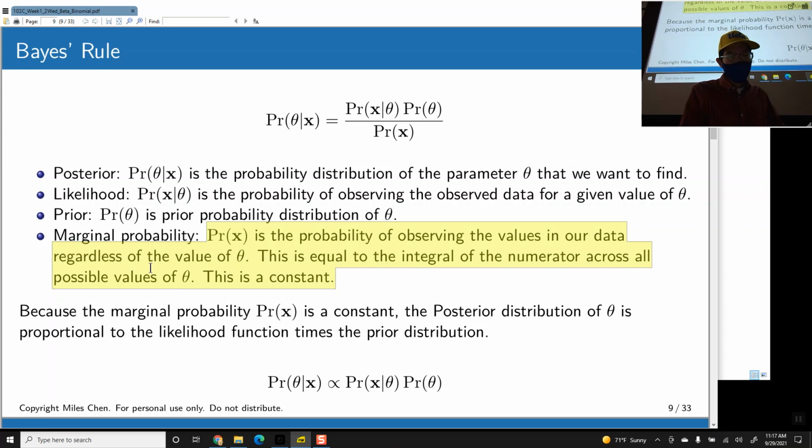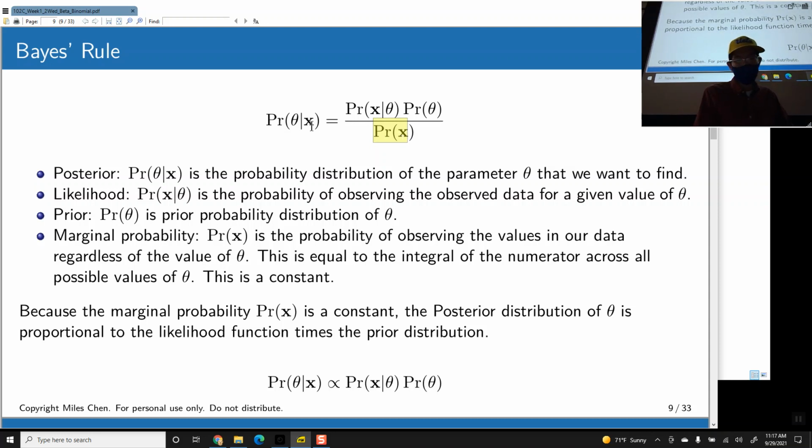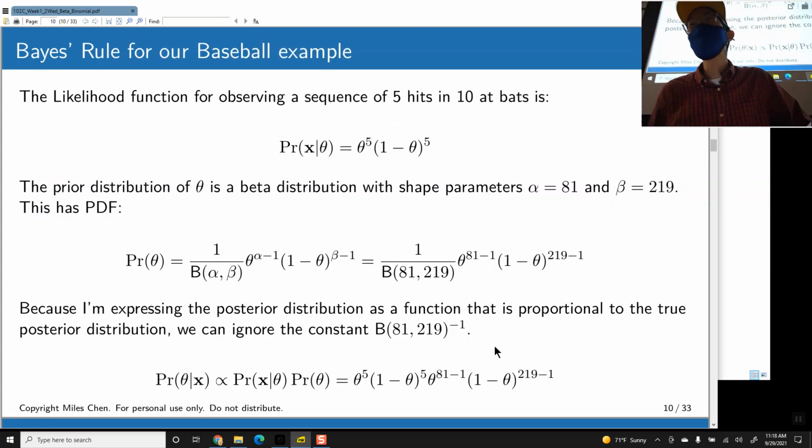Because this marginal probability, this thing on the bottom, with respect to theta, is just a constant. It is not going to vary with respect to theta. So oftentimes we just say that the thing we're after, the distribution of theta given x, is just proportional to the likelihood times the prior. Sometimes I'm talking and I wonder, is this just gibberish? I hope this is making sense.